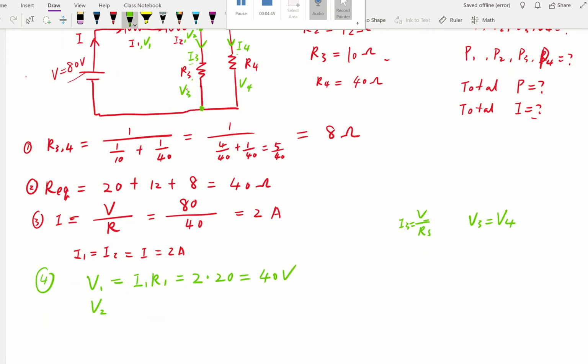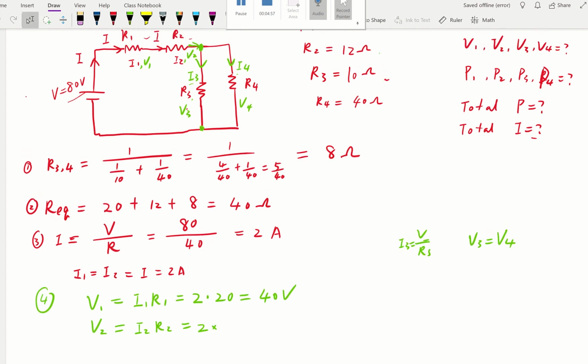We're going to use the same Ohm's law to figure out the voltage across resistor 2. The current is also 2 amps. However, the resistor now is only 12 ohms. So that only has 24 volts of voltage drop.